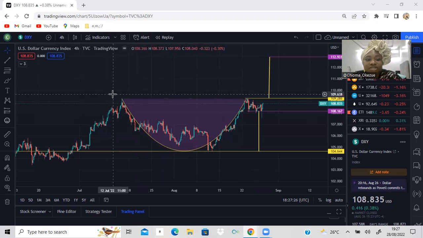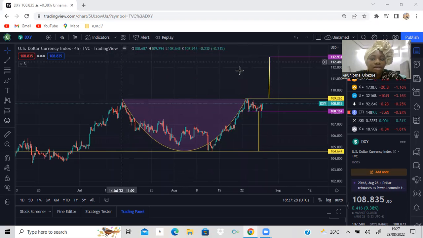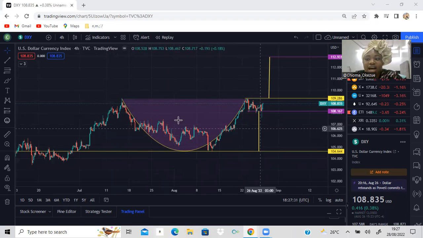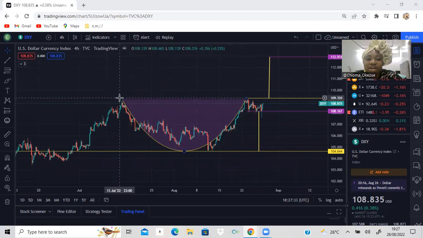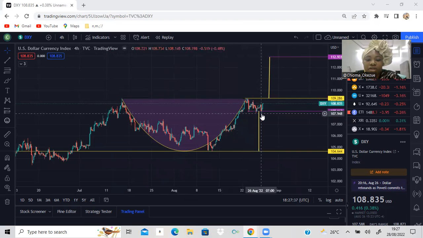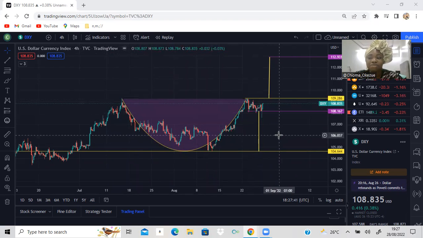So, the first thing we're looking at today is the DXY, which is the dollar index. Now, we can see that the dollar index has formed a teacup pattern. This is a teacup pattern with a handle. I'm just going to be showing you guys how we trade the teacup and what is expected of the DXY next week.